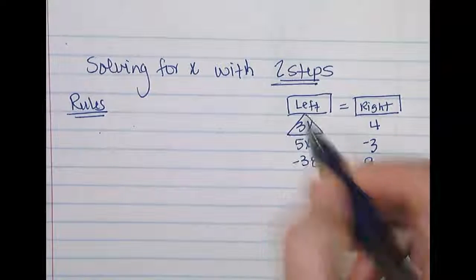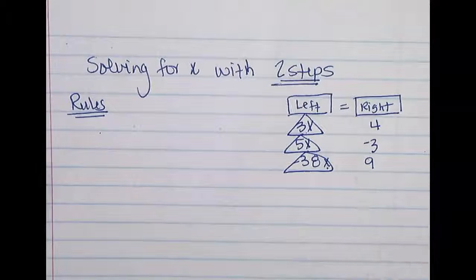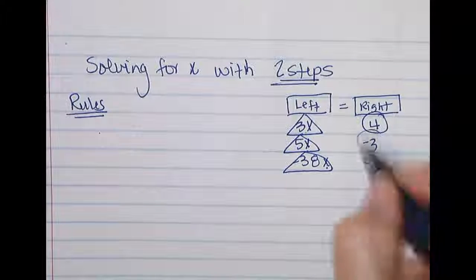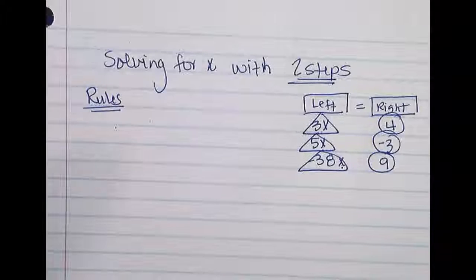I call these triangles. So if it has a variable, an x in particular, put them on the left. And if it's just a boring old number, you'll put them on the right. I don't think I can make that any simpler. I don't know how. So what are the rules?